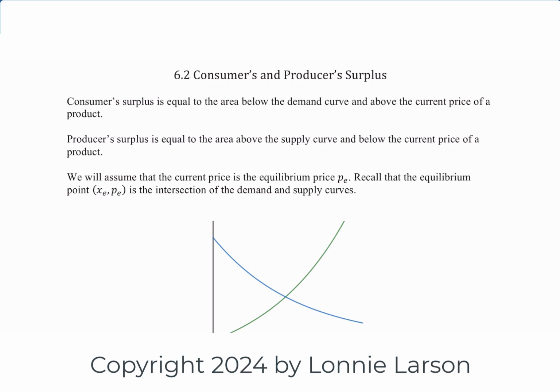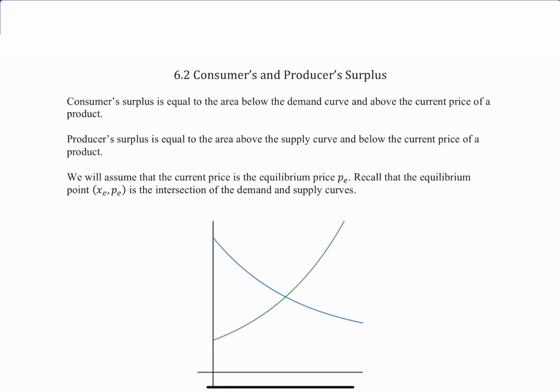Everybody. So far in this section, we have learned that consumer surplus is equal to the area below the demand curve and above the current price of a product. Analogously, producer surplus is equal to the area above the supply curve and below the current price of a product. We're going to start assuming that the current price is at the equilibrium price, P sub E. And remember that the equilibrium point, X sub E, P sub E, is the intersection of the demand and supply curves. So let's review what this all looks like.